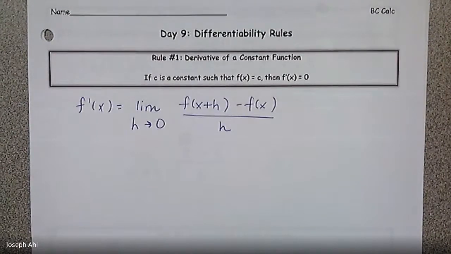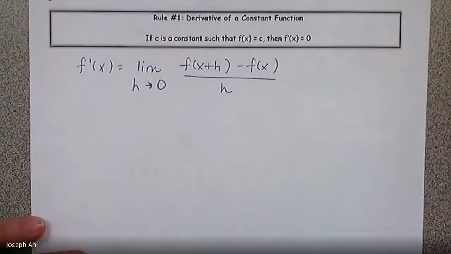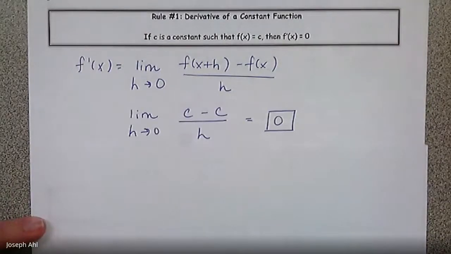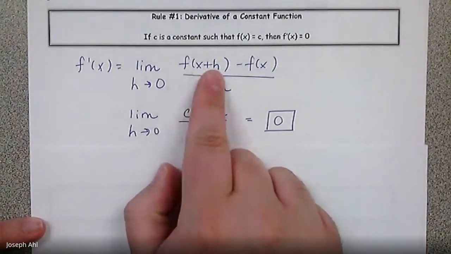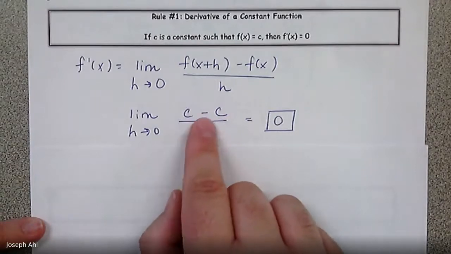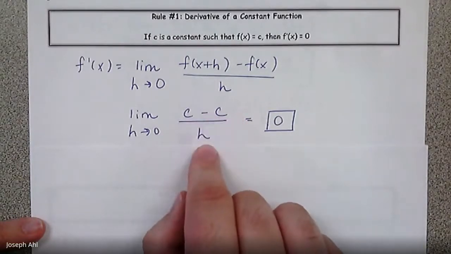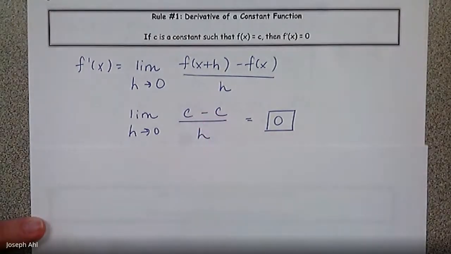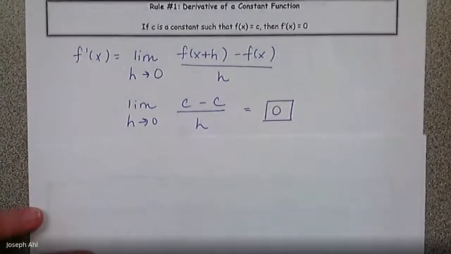The derivative f prime of x would equal the limit as h goes to 0 of f of x plus h minus f of x over h. And since it's a constant function, it doesn't matter if it's f of x plus h or f of x. The output's always going to be that value c. So it's going to be the limit as h goes to 0 of c minus c all over h. And that's just going to be a big old 0 there. So a really quick derivation as to the rule that the derivative of a constant is, in fact, 0.